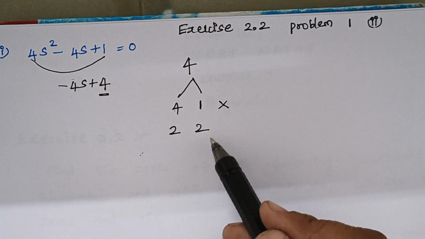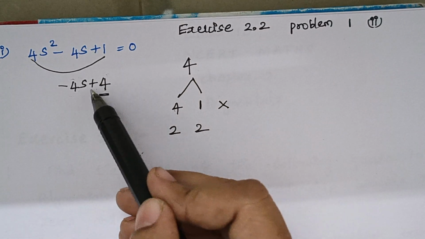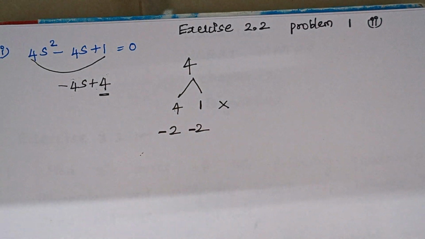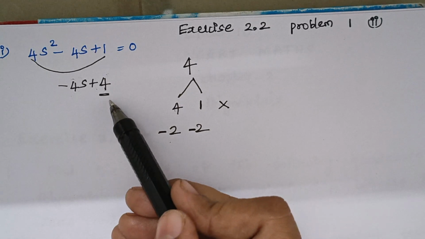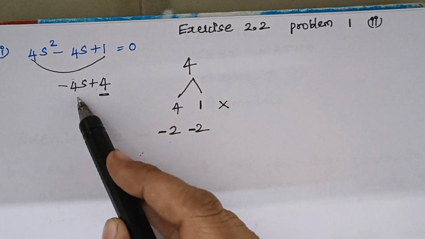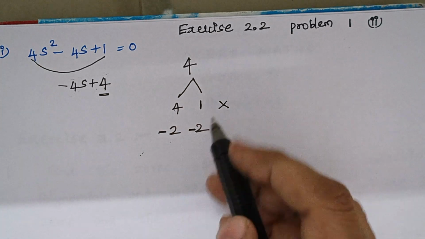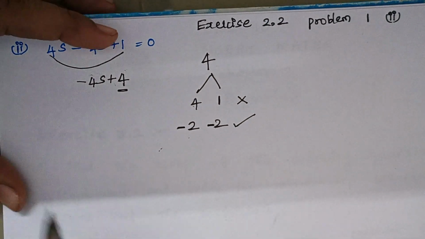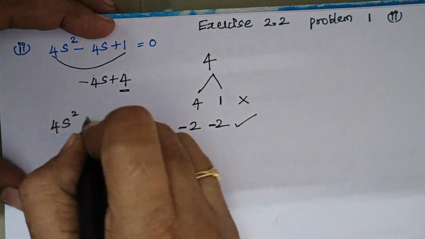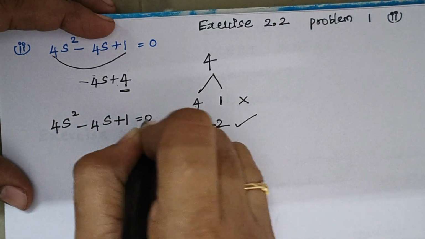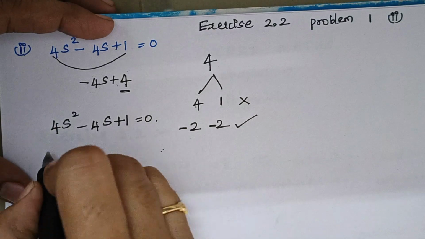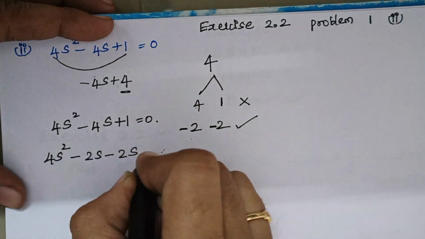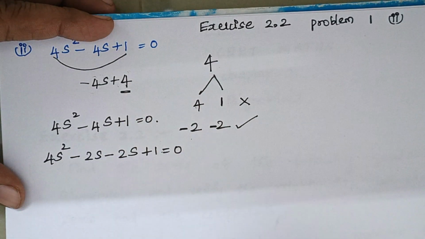Since the value of this 4 is plus, you can take both of these with the negative sign. Minus 2 into minus 2 will give you plus 4, and minus 2 minus 2 will give you minus 4. So we are going to take these two elements as factors. Now write again 4s square minus 4s plus 1 is equal to 0. Here 4s square, and this 4s can be written as minus 2s minus 2s, and the last term is plus 1 equal to 0.